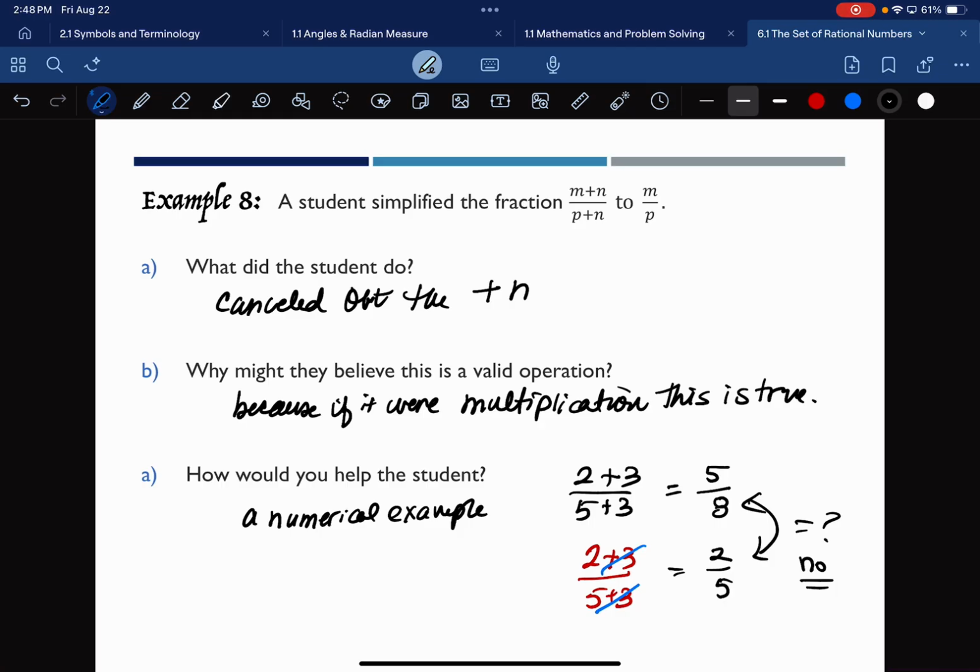And if a student didn't like that, could you cross multiply and check it out? Sure you could. Could you get common denominators and show that the numerators don't match? Yep. Lots of options for verifying that it's not going to work. Okay.